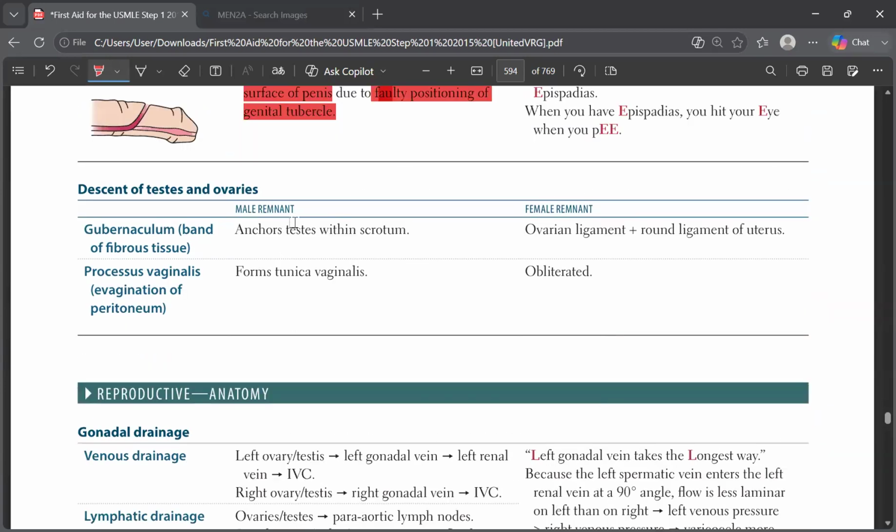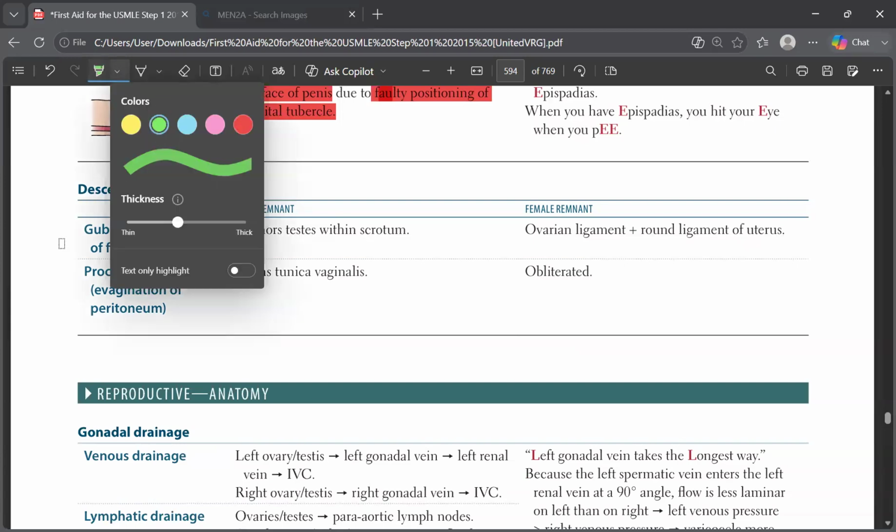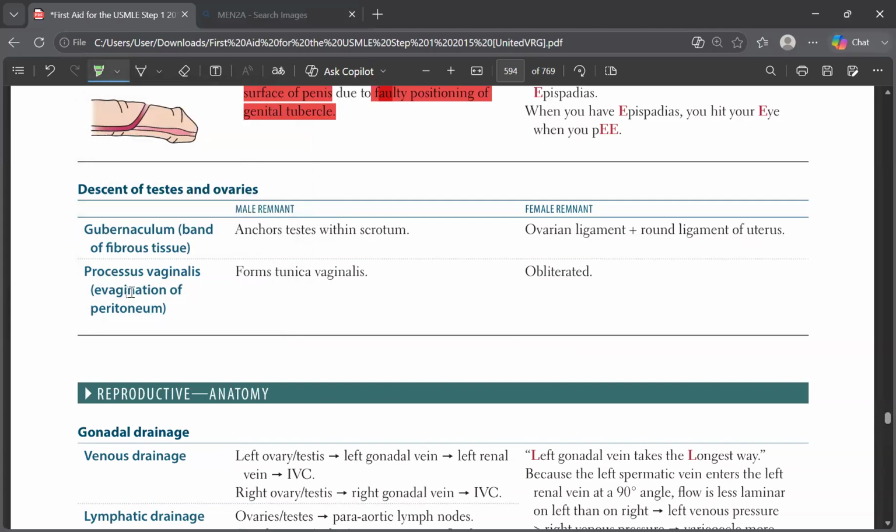And the last topic of this embryology part is the descent of the testes and ovaries: the gubernaculum and the processus vaginalis, which evaginates the peritoneum. These were two structures. The gubernaculum is a band of fibrous tissue, and the processus vaginalis is formed by evagination of the peritoneum.